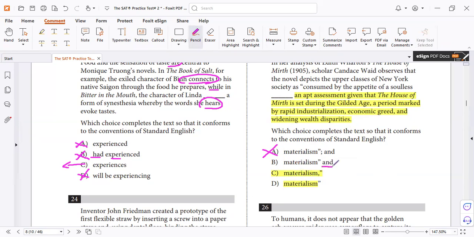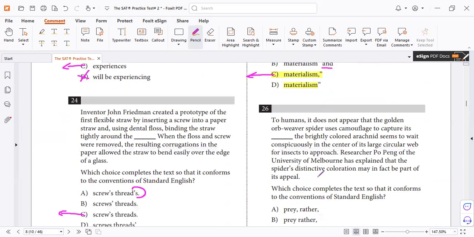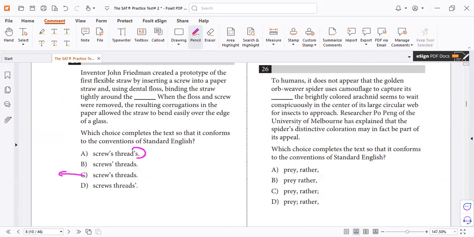Do you have anything for "and" here? What is the parallelism by using "and"? There is no meaning for "and". But here, "an apt assessment given that" describes what parallelism means, what materialism means. So it's letter C. It's called in English additional information to modify something. You need a comma.